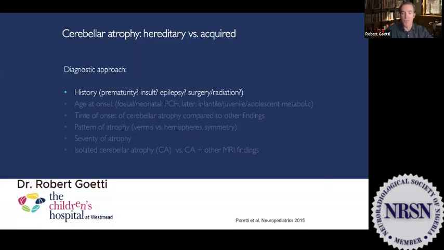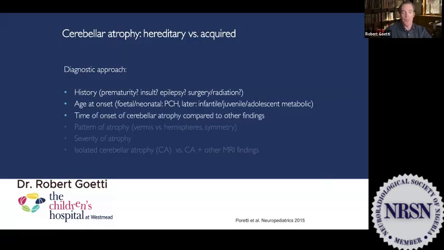Obviously, if there has been surgery or radiation, it is very important to know. The age of onset can be very helpful. If the onset is fetal or neonatal, then typically this is a pontocerebellar hypoplasia. We'll talk about this a little later. If the onset is later, you can have different infantile, juvenile, and adolescent forms of metabolic disorders. So it can be helpful to know at what age the onset of the atrophy was.